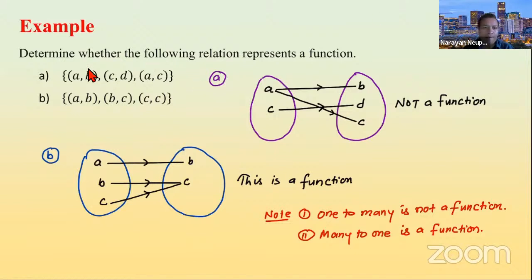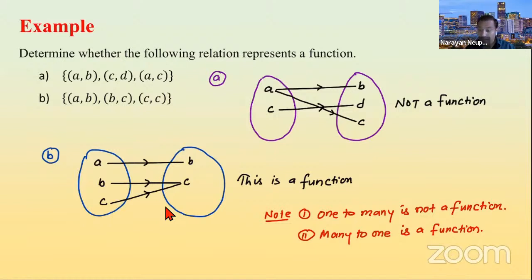So what we have done here is they have given the relation in the form of ordered pairs. See, they have given everything in the form of ordered pairs: A comma B, C comma D, A comma C. Here also we have the ordered pairs. What we did is we represent the ordered pair form of relation in these mapping diagrams, and by looking at the mapping diagram, we were able to tell whether they represent a function or not.